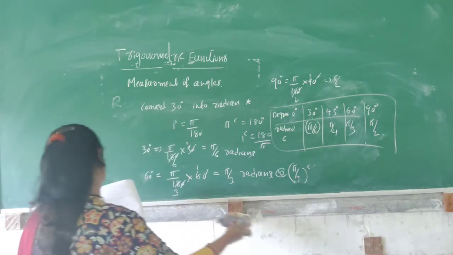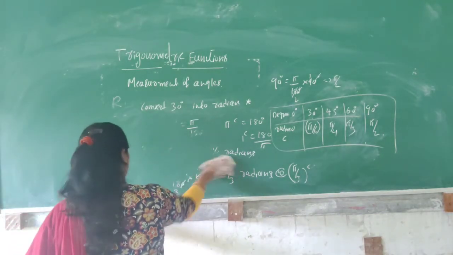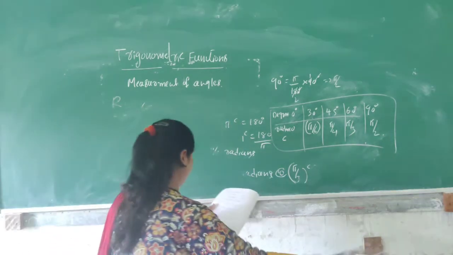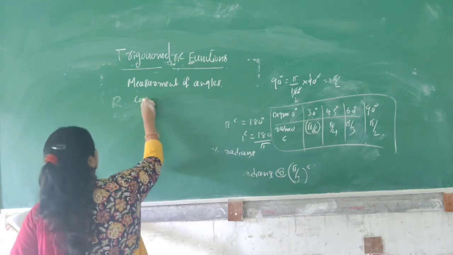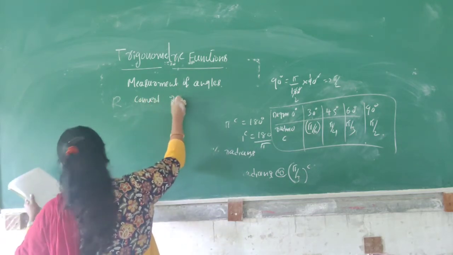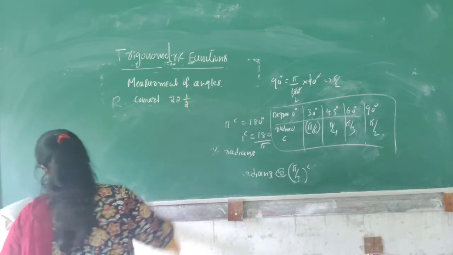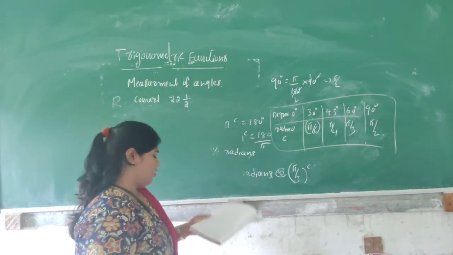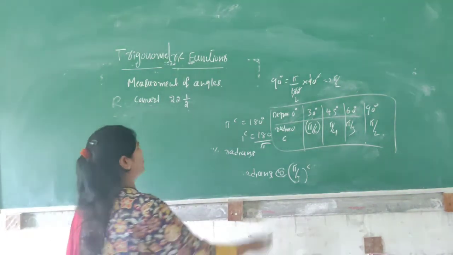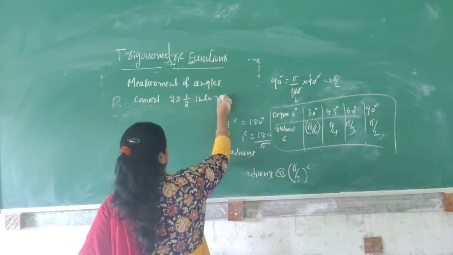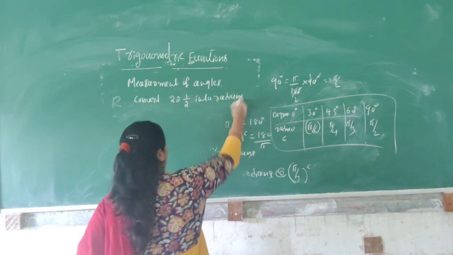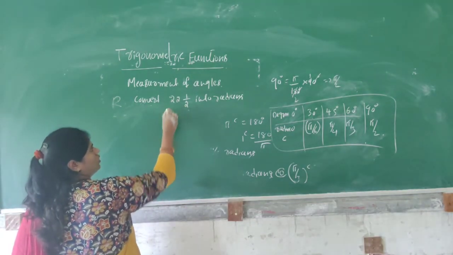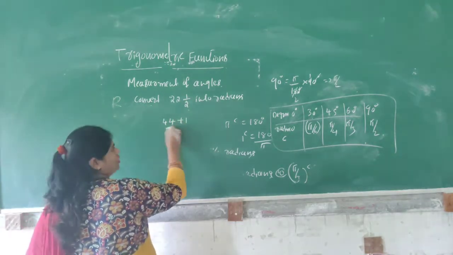What if it is 22 1 by 2? So convert 22 1 by 2 degrees into radians. We have to convert this into radians. We have to simplify this first, okay? So 22 2s are 44. 2 2s are 4. So plus 1 divided by 2.